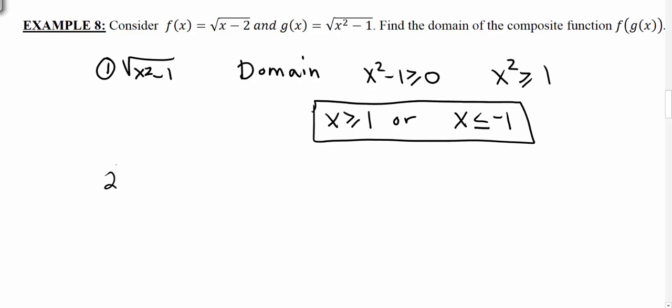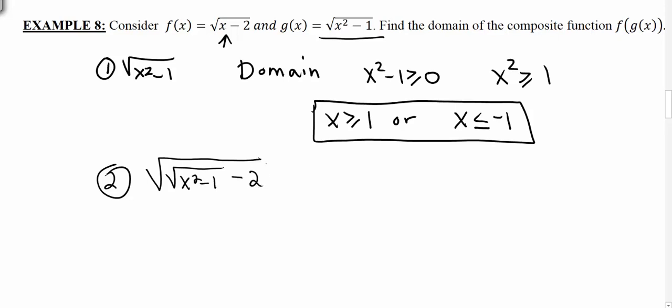Step 2, we have to figure out what our composite function looks like. F of g of x means that we're plugging in g of x into our f function. So therefore, whenever we have an x in our f function, we're going to substitute in our g function. So we have the square root of x squared minus 1, all minus 2.